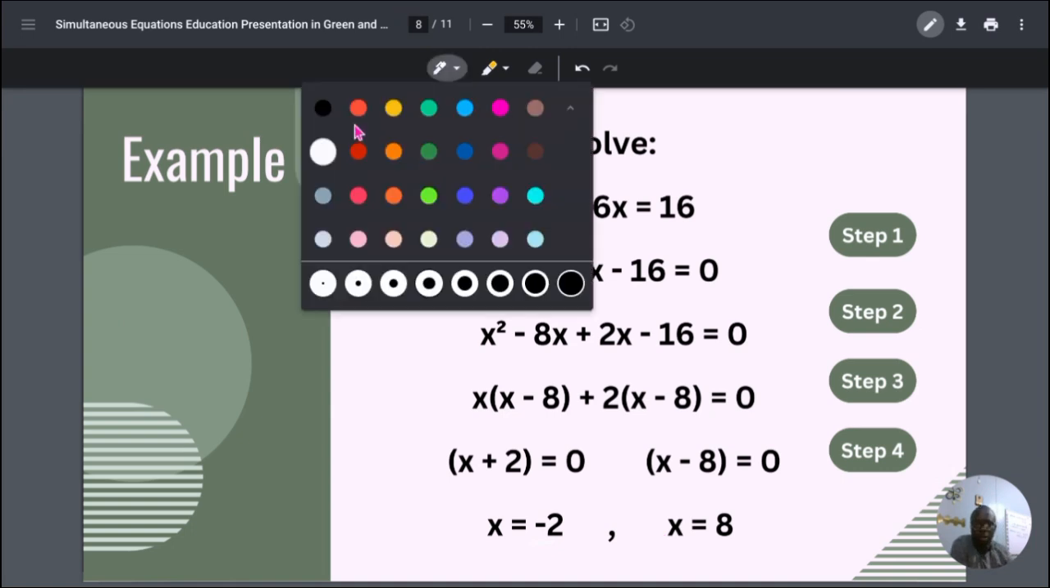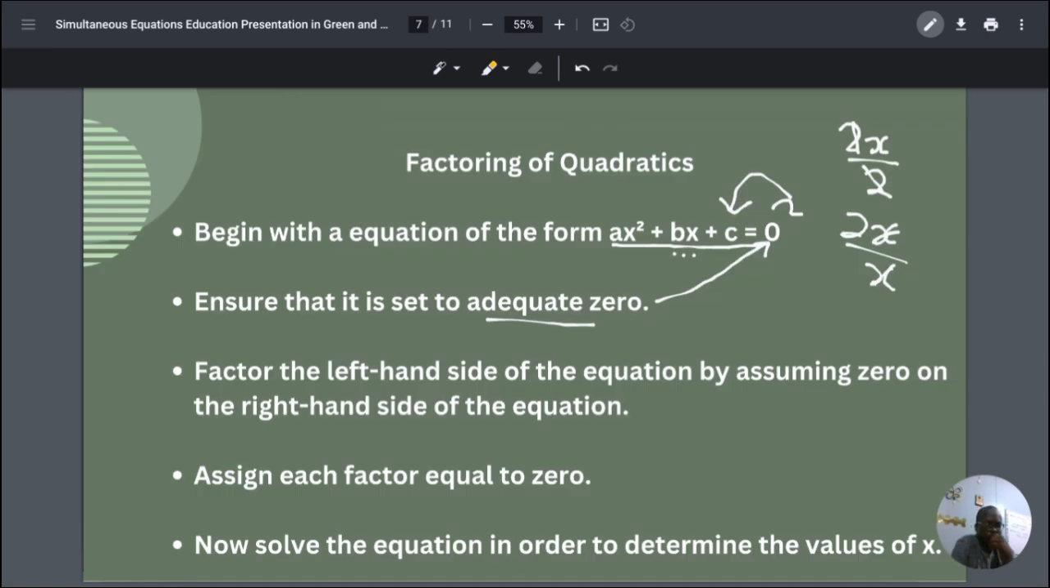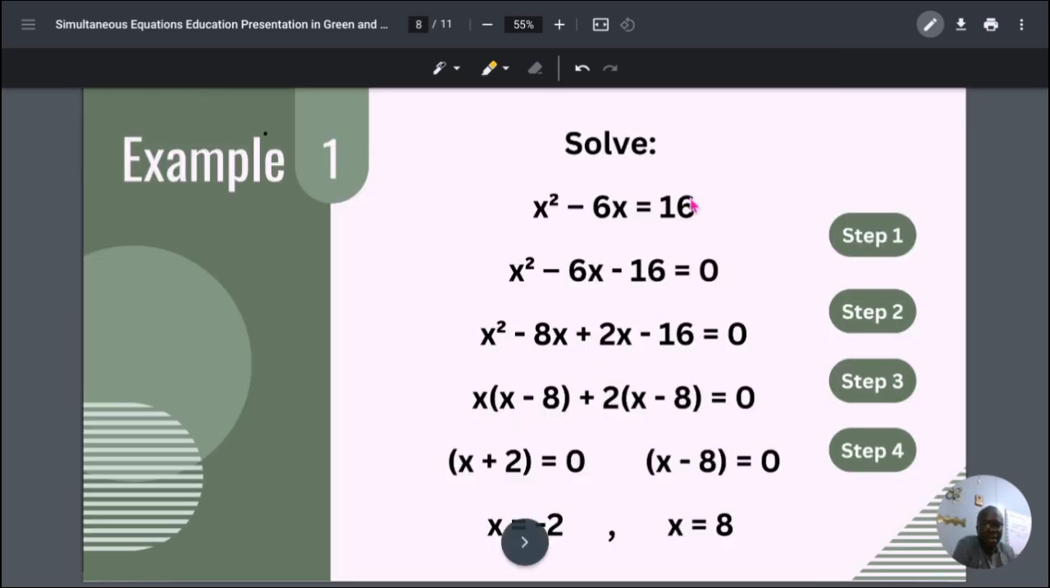All right, so we have this quadratic equation: x squared minus 6x equals 16. X squared minus 6x equals 16. Remember the first step for factoring says that we should always equate to 0. So that means on the right hand side we have to have a 0. That will entail me moving this 16 out of here to the left hand side.